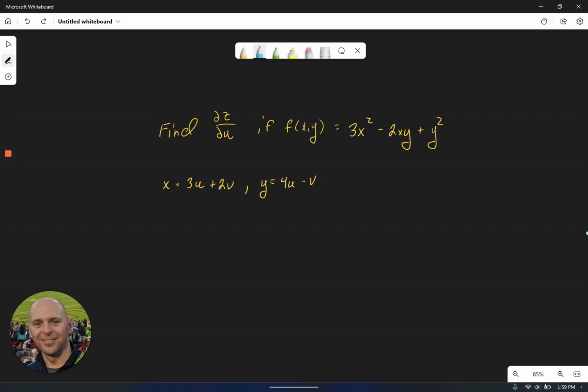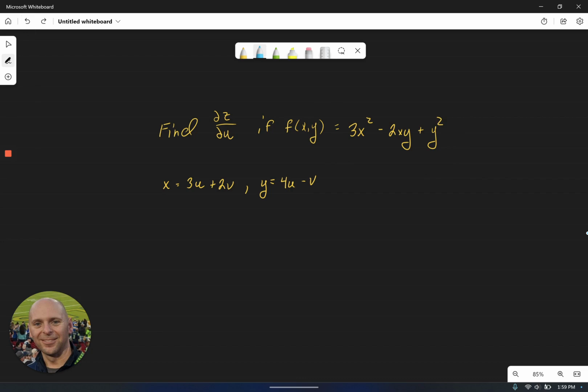Let's work through an example with some real functions in it now. So we're looking for the partial of z with respect to u. Our outer function here is a function of x and y, and we also note that our two inner functions are really functions of u and v. So we are asked to find the partial with respect to u. So let's get started on that.